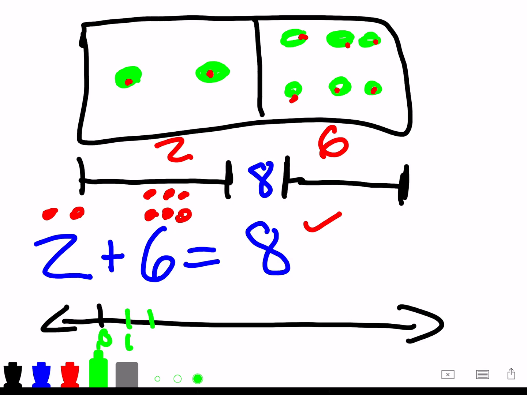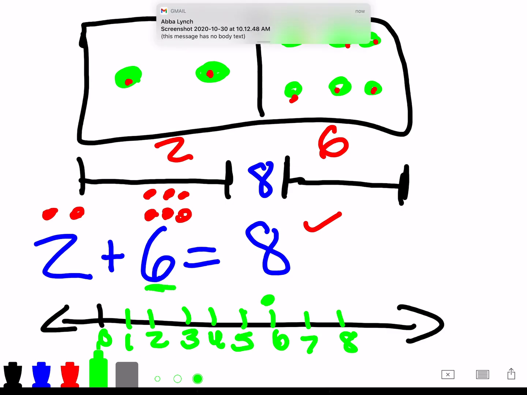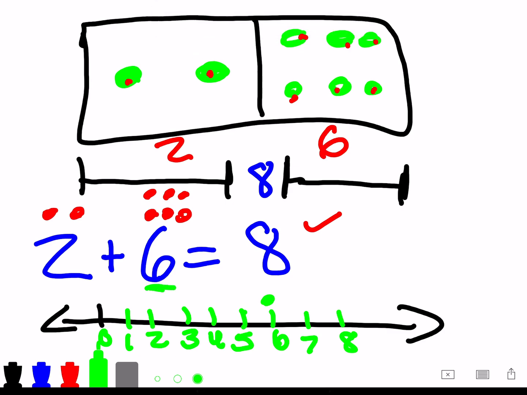0, 1, 2, 3, 4, 5, 6, 7, and 8. So I like to start out my dot at the biggest addend, like the 6 and the 2, because it's less work. So 1, 2. And look, we both got 8. Since we started on 6 and then we counted upwards by 2. 1, 2. We both got 8. So we know we did that problem correctly.